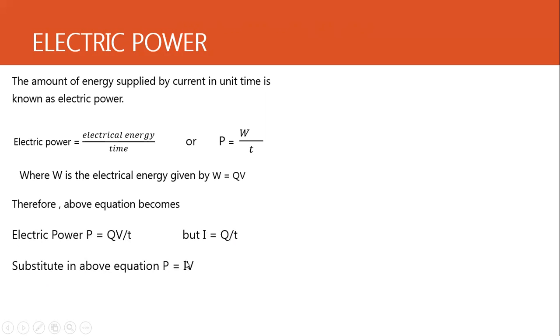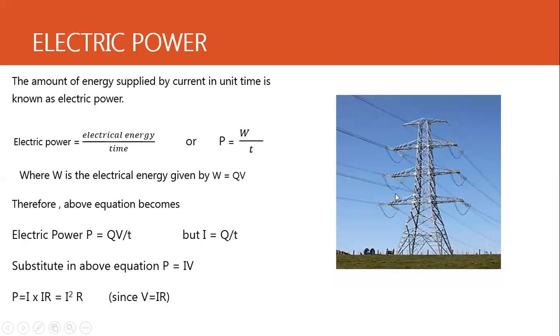But by Ohm's law, we also know that V is equal to IR. So put the value of V in this equation, it becomes P is equal to I multiplied by R, so I squared R. This is the final equation of the electric power: P is equal to I squared R. This is the picture of the electric power.